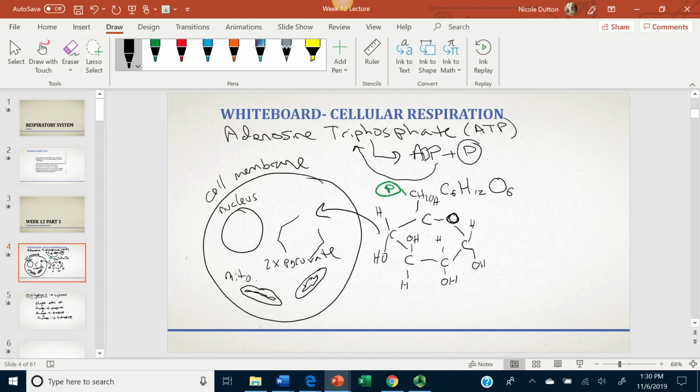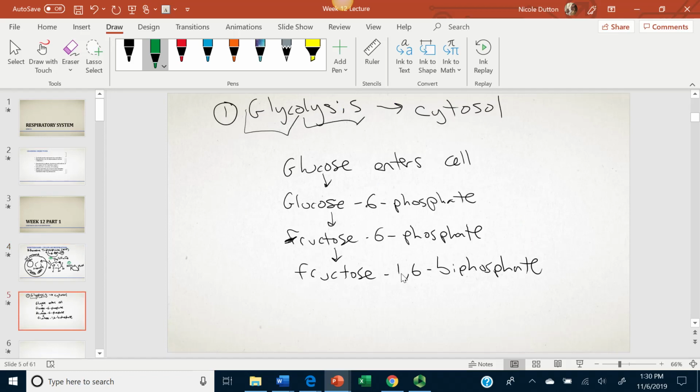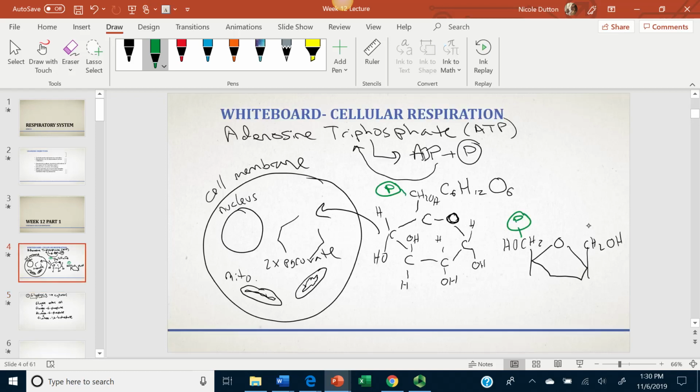So this molecule here takes on a different type of shape. And I'm just going to draw kind of the basic skeleton. Now our 6th position carbon already had a phosphate group on it, but when we convert it to fructose 1,6-bisphosphate, we add another phosphate to it. This gives us kind of an even stage to rip this molecule in half.